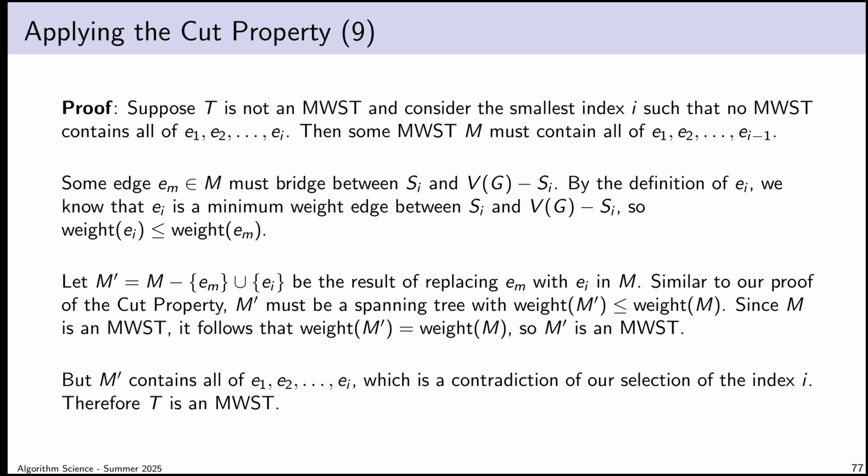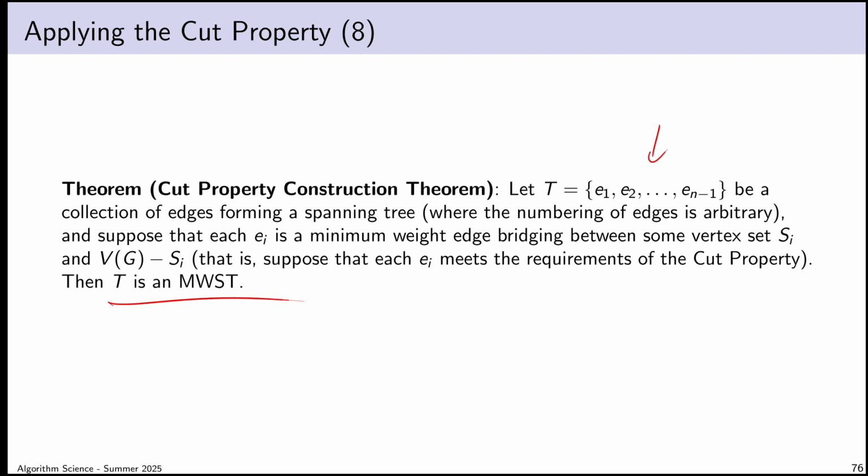Here's the proof. So, suppose that the tree that I'm talking about isn't a minimum weight spanning tree. Suppose that I create such a tree and it's not a minimum weight spanning tree. So what that's really saying is there is no minimum weight spanning tree that contains all of these edges, obviously, because if there were, then this would be that tree. So suppose that this isn't a minimum weight spanning tree, and therefore no minimum weight spanning tree contains all of these edges. And my next question might be, okay, fine.